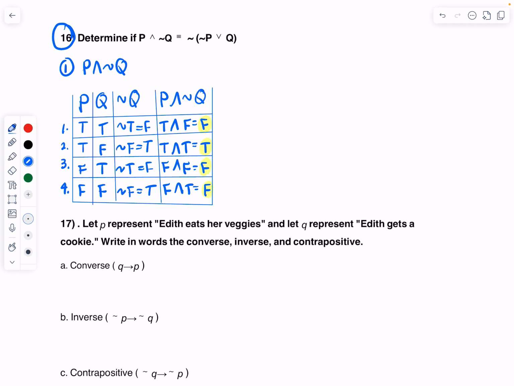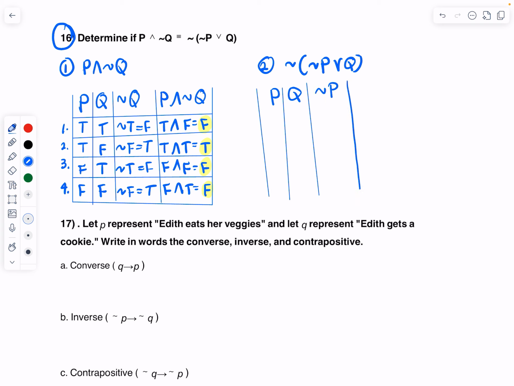Okay, let's work on the second one. The second one says we have to do negation of negation P or Q. So I'm going to do a truth table for this. I'm going to do a P column, a Q column, just like always. And then I'm going to negate P inside the parentheses. I'm going to do the entire parentheses, negation P or Q. Then I'm going to negate what we find in that column. So it's going to be negation of the negation of P or Q. And that'll be my last column.